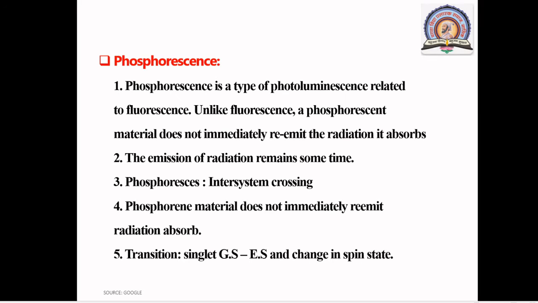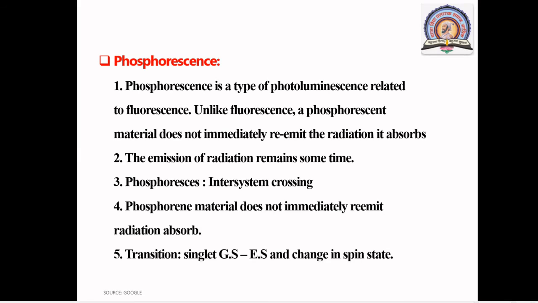The emission of radiation remains for some time even after the removal of the source of excitation. Also, here we observe intersystem crossing, from the singlet state to the triplet state. In phosphorescence, the electron which absorbs the energy undergoes intersystem crossing into an energy state of higher spin multiplicity, from a singlet state to a triplet state.